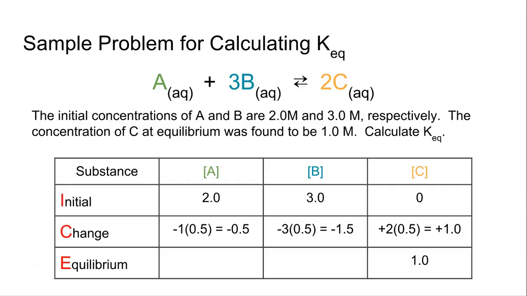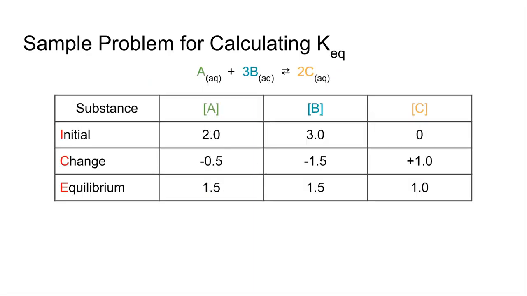Well, now that we know our initial amounts and the change we're going to see, we can actually figure out what our equilibrium concentrations are going to be. So 2 minus 0.5 gives us 1.5 for A. 3 minus 1.5 gives us 1.5 for B. And there's our C. So notice we have all three of our amounts at equilibrium.